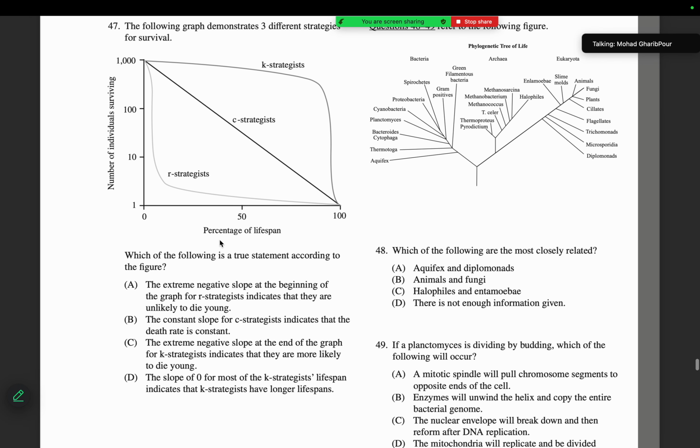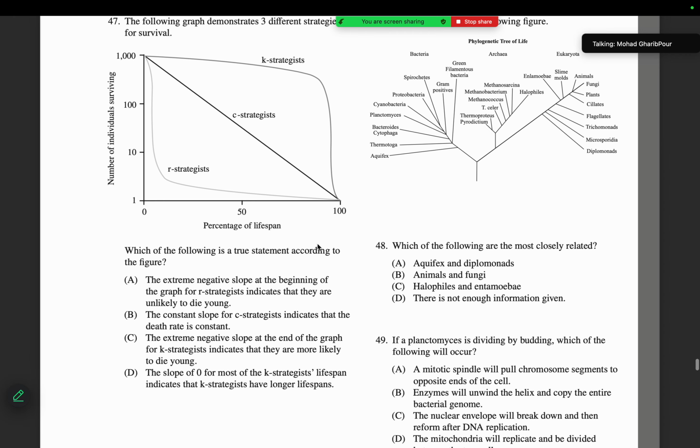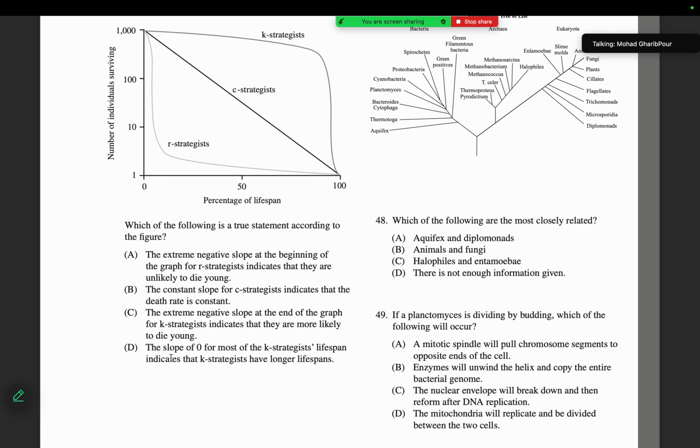I mean, this basically says number of individuals surviving in a small lifespan, like the younger years is down here, right? So this is younger years, and a lot of them stay alive. Even over here in their mid years, they stay alive. And then suddenly in old age, most of them die. So these are like lions, elephants, things like that. So that's wrong. They don't die young.